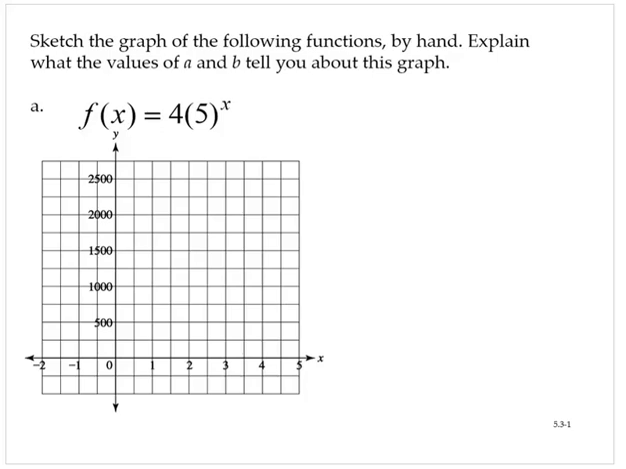Sketch the graph of the following functions by hand. Explain what the values of a and b tell you about this graph. Part A, we're given f of x is equal to 4 times 5 to the x.